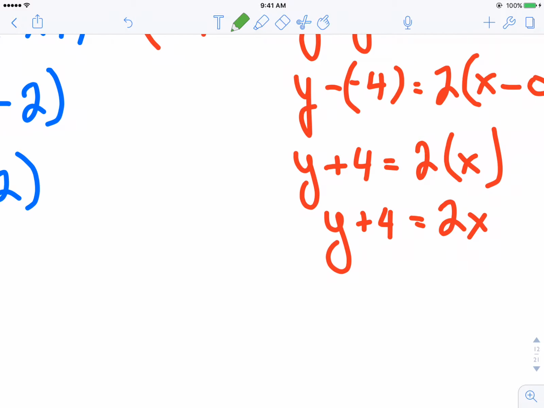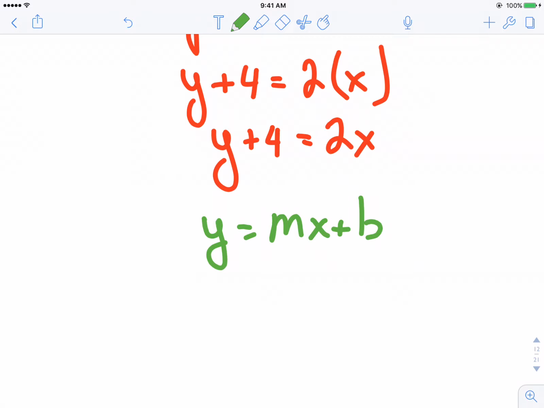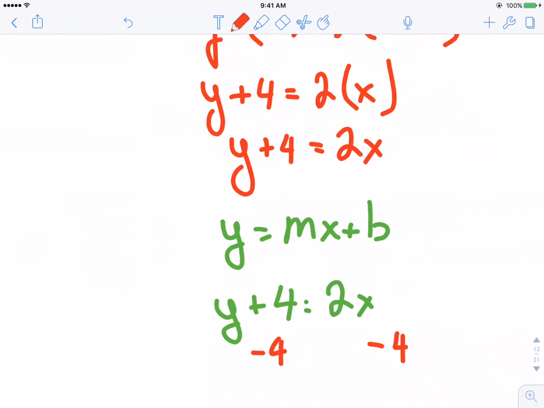If I look at the other equation that I used with the other point, in order to rearrange this into y equals mx plus b, I know I need to move that 4. So this is what I have, y plus 4 is equal to 2x. In order to get rid of that 4, I need to subtract 4. Because I subtract 4 there, I subtract 4 here.